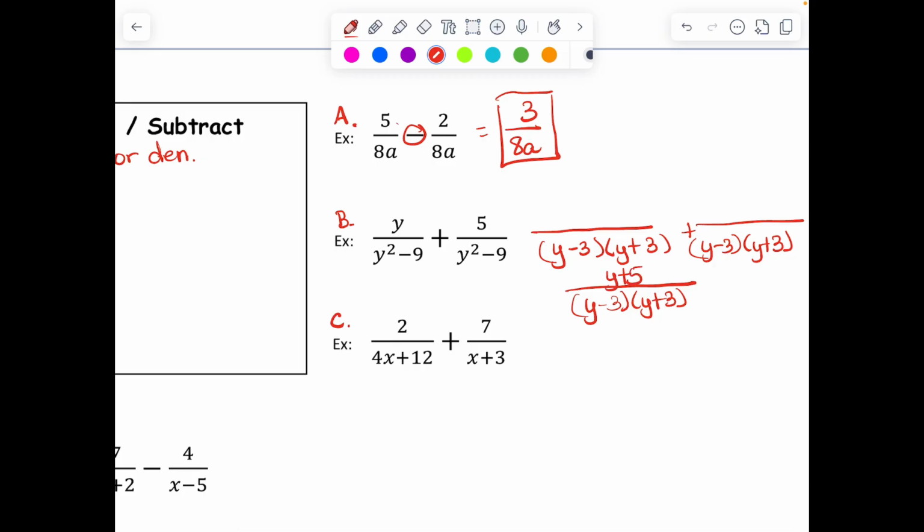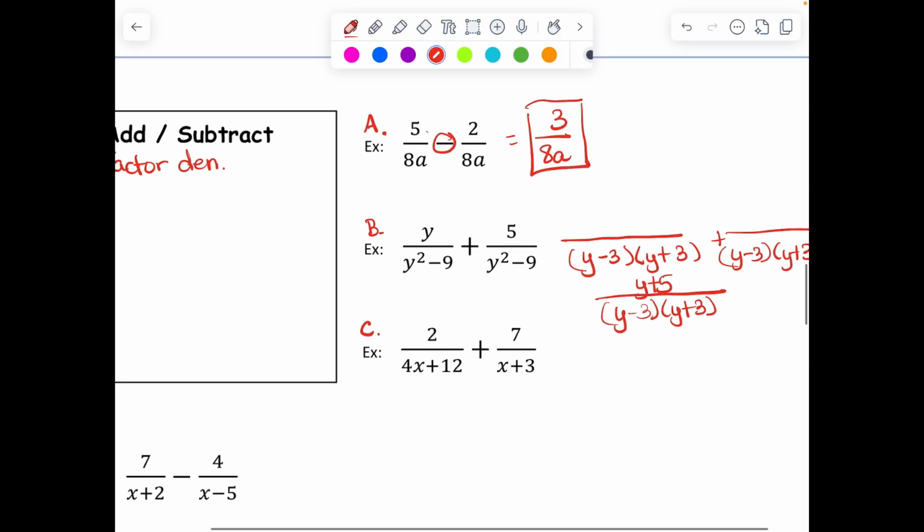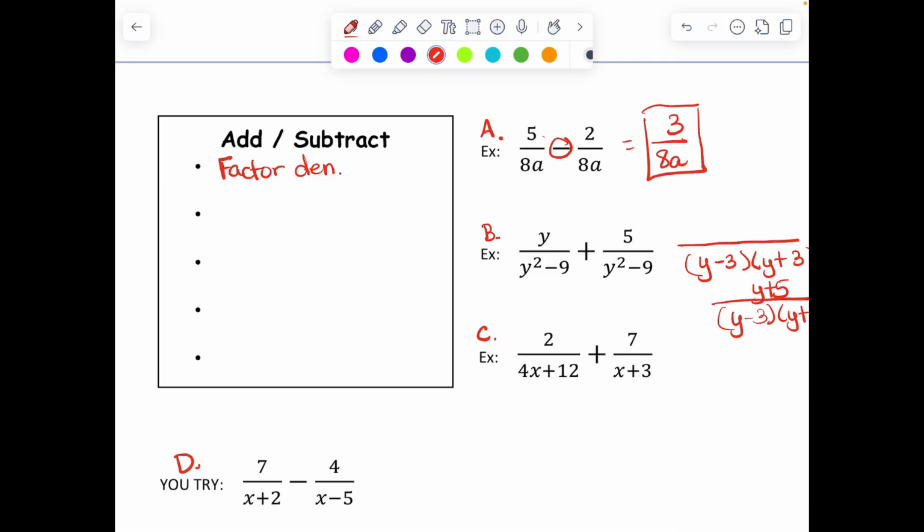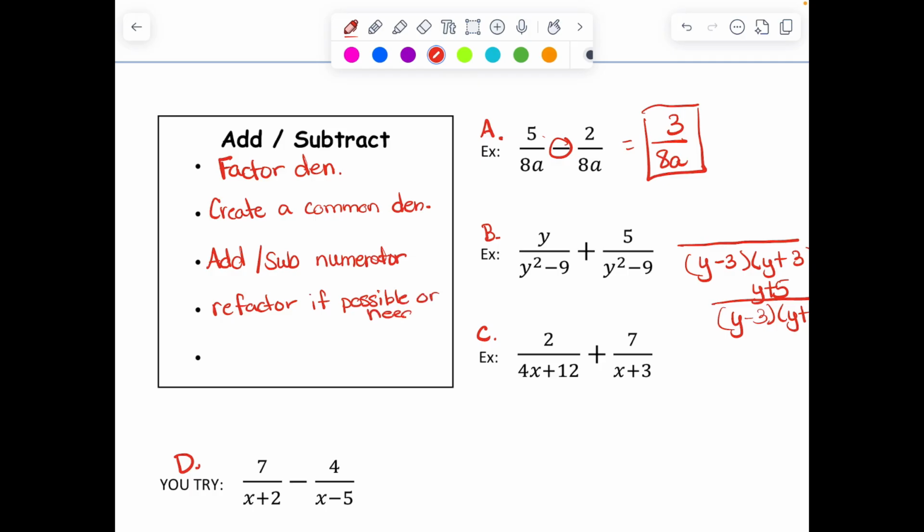Now, in that case, once we add and subtract, if we had to reduce, we would. Sometimes we have to refactor. So we first factor the denominator. We create a common denominator. Then we add and subtract whatever is needed, the numerators. Sometimes we have to refactor if possible or needed. And then, of course, we always reduce our coefficients. Now, I call common denominator CD, so if you ever see that, it's just a quick way to say common denominator instead of writing it all.